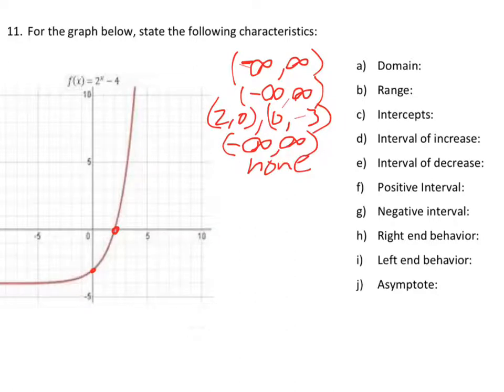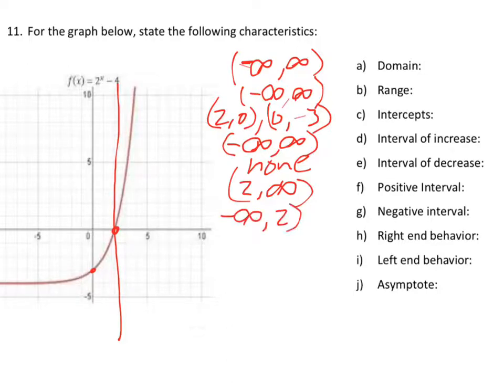The positive interval is going to start right here at 2, and it's going to be here on the right side, everywhere to the right. So that's from 2 to infinity. And the interval where it's negative is before you reach 2, so from negative infinity to 2.